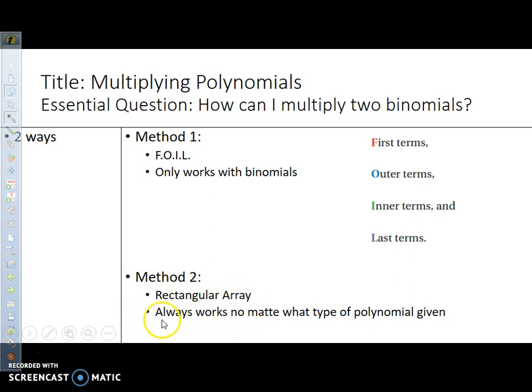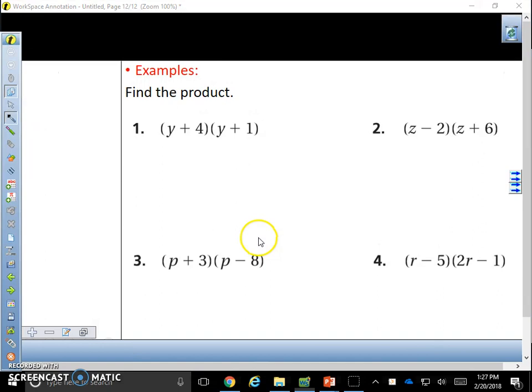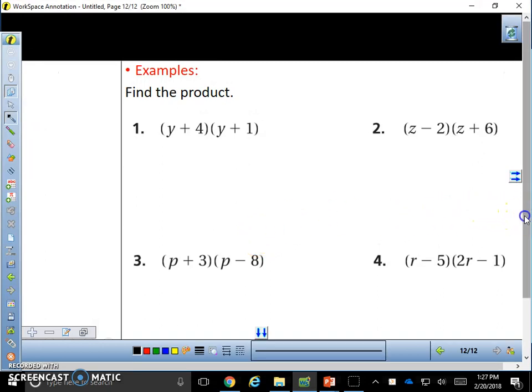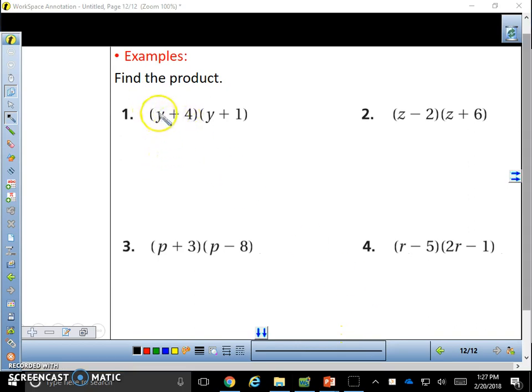Actually, method 2 is my favorite method because it works no matter what, so I don't have to reteach myself a new method to multiply other types of polynomials. When I say types, I'm talking about binomials, so the 2 by 2, the 2 by 2 times 2 by 2. Let's go ahead and get started with some examples. I'm going to practice all of these ones using the rectangular array, and then the next set I'm going to show you using FOIL. Okay, so this is a binomial times a binomial.